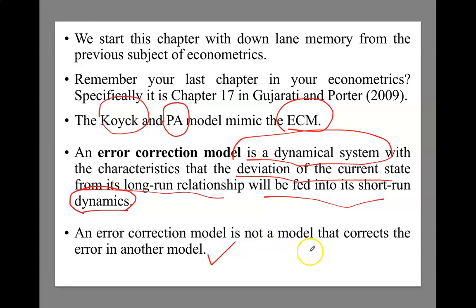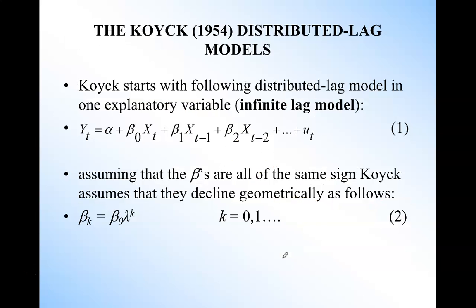The error correction model is not a model that corrects the error in another model. This is not what the error correction model is. So this is the downline memory of econometrics.